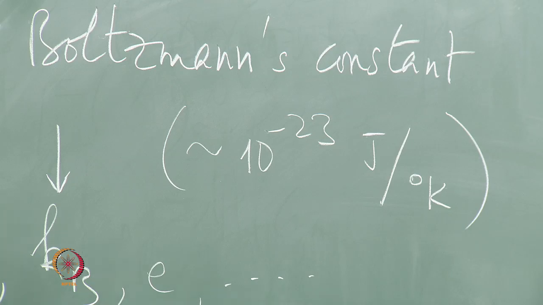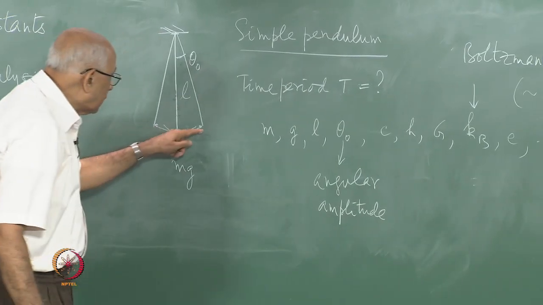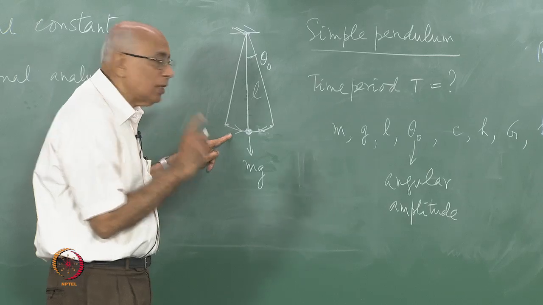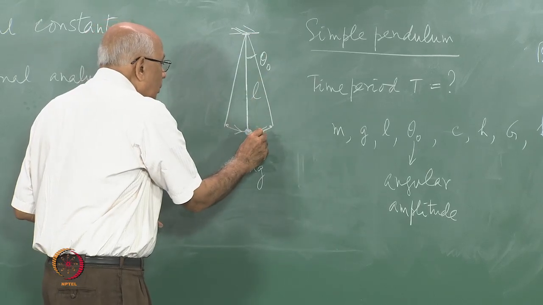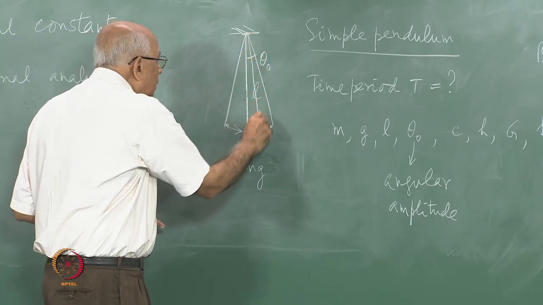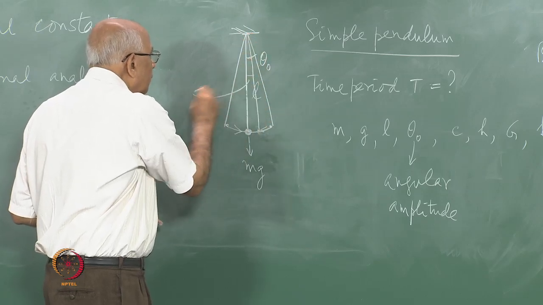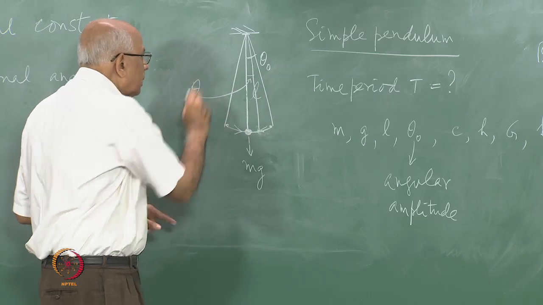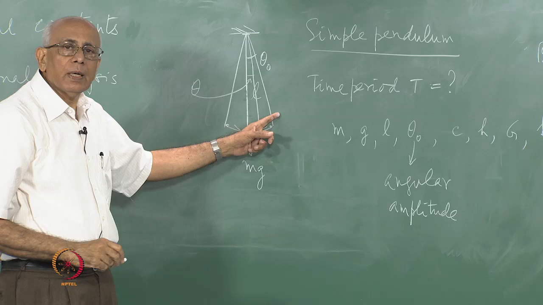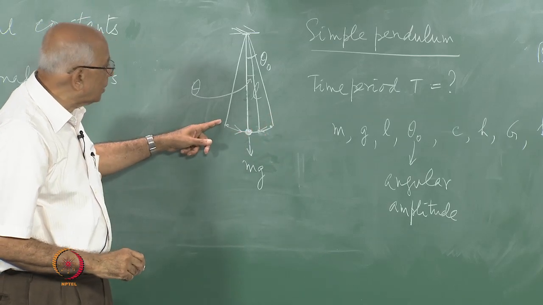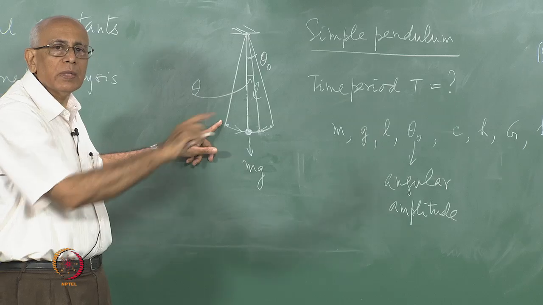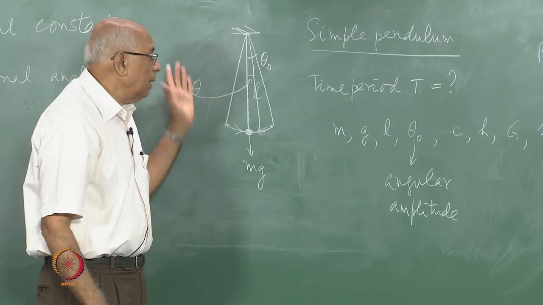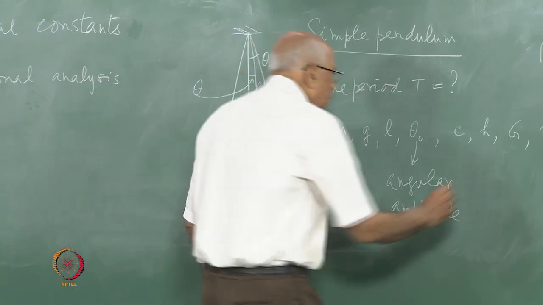Well, you could also ask one more thing. You could say, look, after all, when it's moving, the angle is changing. At some instant of time when the bob is here, the angle is theta. This angle is theta. And then it increases up to theta naught, comes back, becomes negative, goes up to minus theta naught, comes back to 0, and so on. So maybe it depends on theta as well.